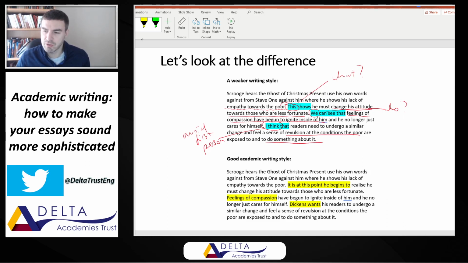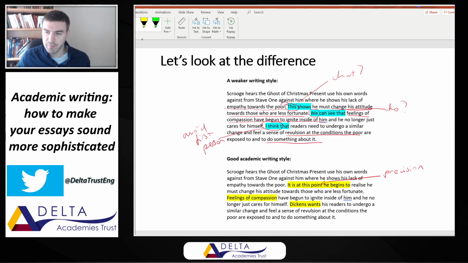Scrooge hears the ghost of Christmas past use his own words against him, where he shows his lack of empathy towards the poor. I do need to change that one. It is at this point he begins to realise he must change his attitudes towards those who are less fortunate. So here, it is at this point we are being very precise. Precision is a mark of a good essay. We are precise because it's at this point, at the end of stage 1, which we are talking about, and that's where that lack of empathy comes from.